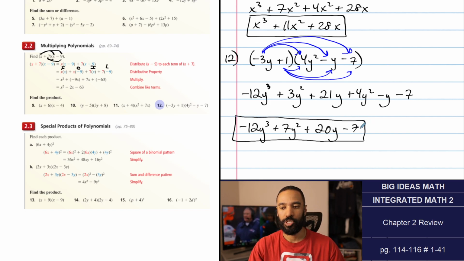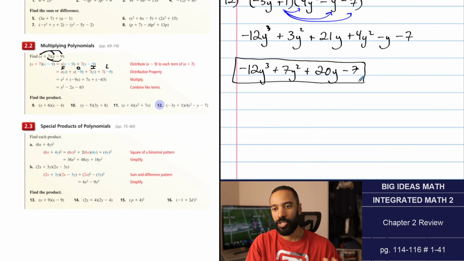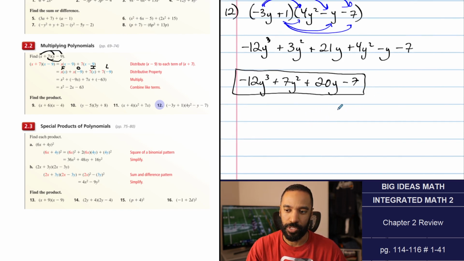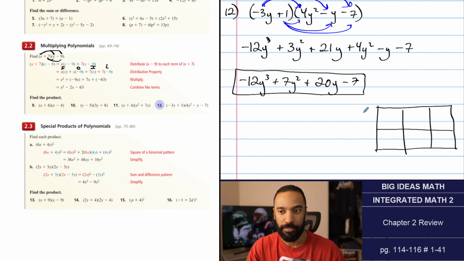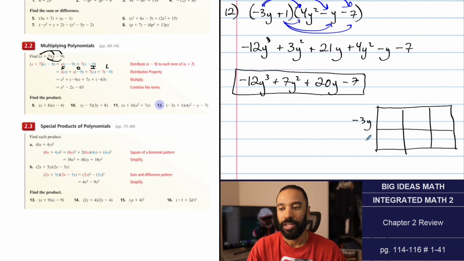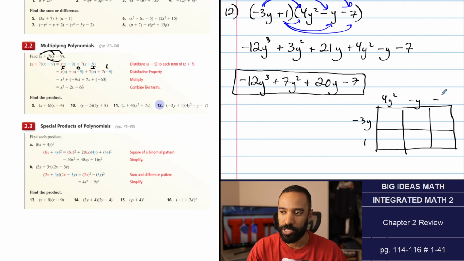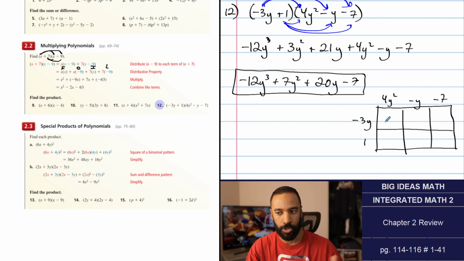Now, I said I'd do the problem in two different ways. The only alternative that I wanted to present to you is kind of working off of that rectangle, that box method, if you will, where you make a 2 by 3 construction with your terms on the outside, kind of representing the base and height of something which you come up with an area of, like negative 3y plus 1, and then 4y squared minus y minus 7 like this. And then you multiply them individually into here.